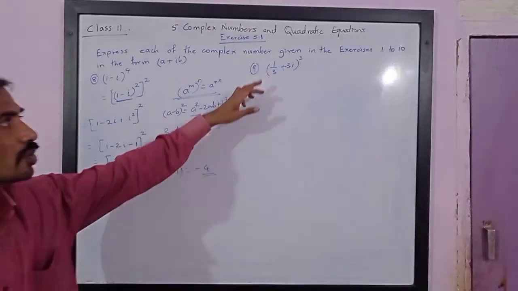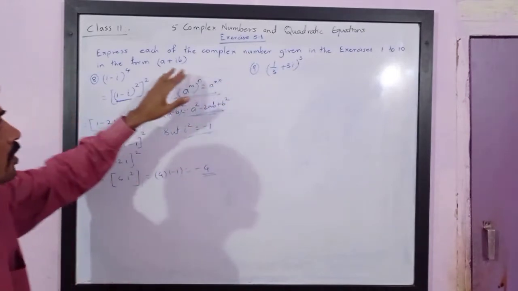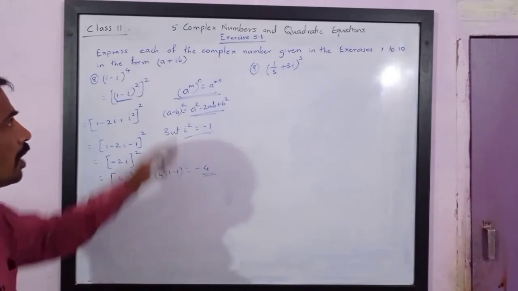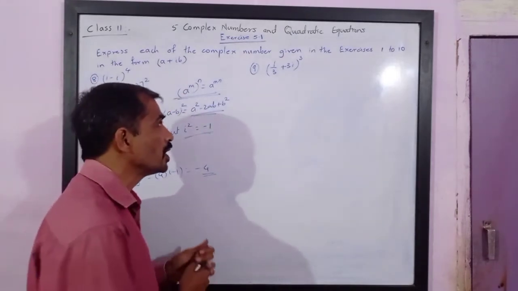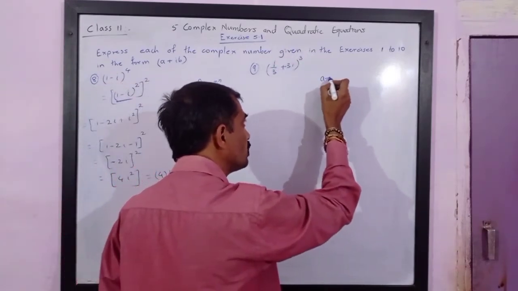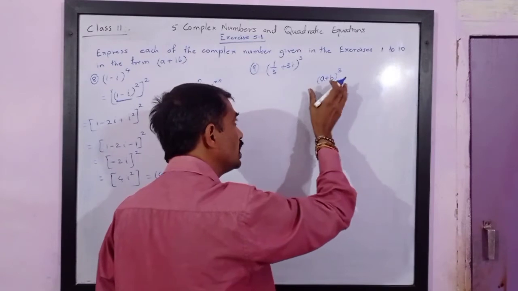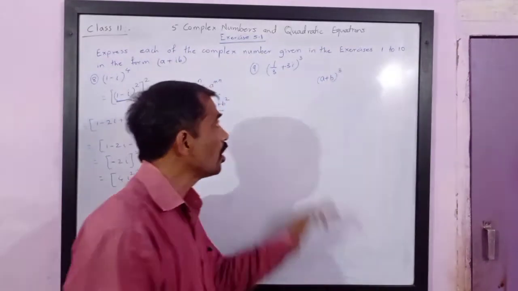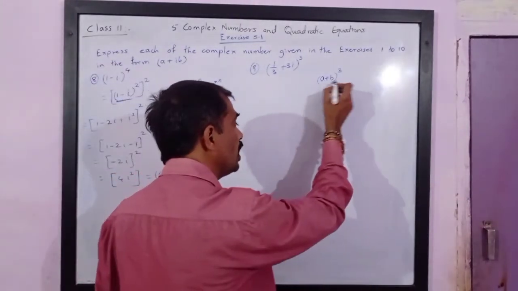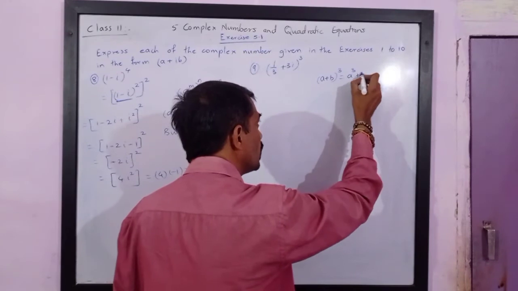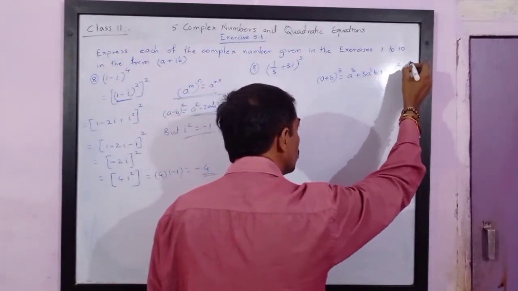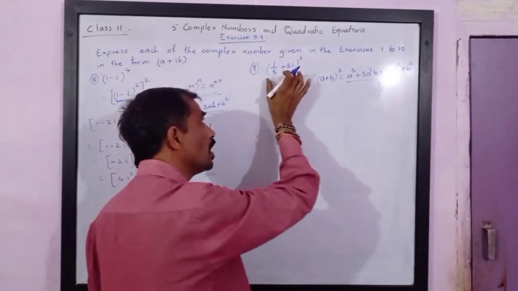Dear friends, 9th question is (1 upon 3 plus 3i) whole cube. We have to write it in the form a plus ib, that is real part plus imaginary part. Now see, this is of the form (a plus b) cube. So we have (a plus b) cube is equal to, please note, all these identities are applicable for complex numbers. That is what we have studied in earlier videos. So (a plus b) cube is equal to a cube plus 3a square b plus 3ab square plus b cube. Same identity we are going to use for this.